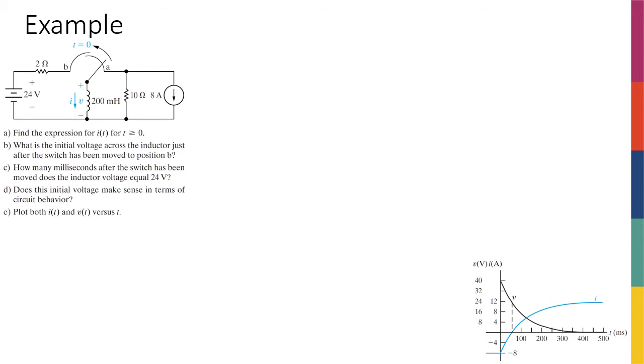So part A says find the expression for i(t), I being the current of the inductor, right? So this guy. I know from the previous slide the general form of the expression. So we found that it's going to be I at 0 minus I at infinity times e to the power of negative R over L t plus I at infinity. So what is R over L?